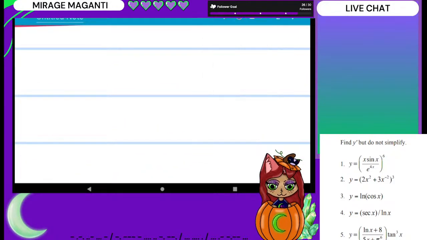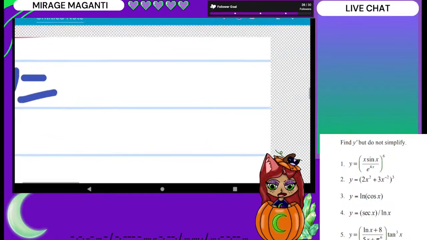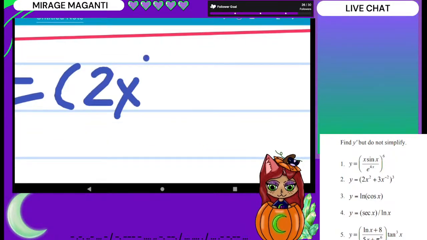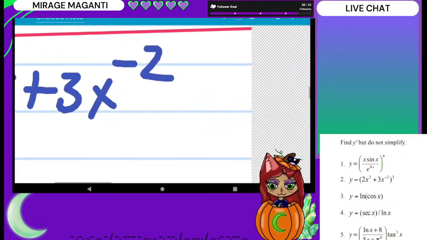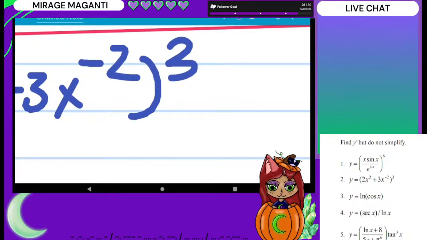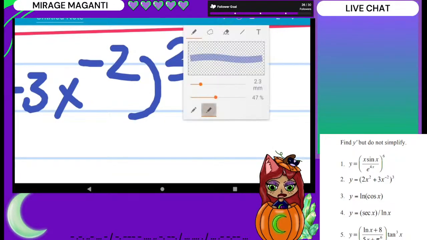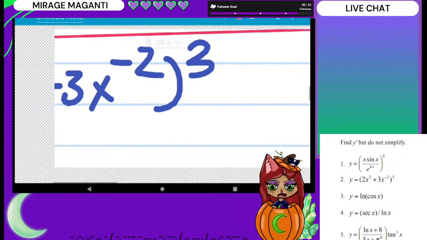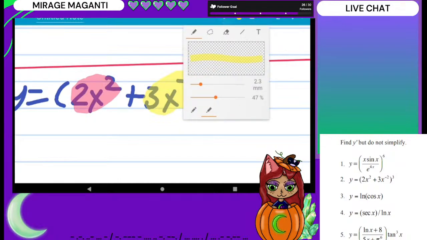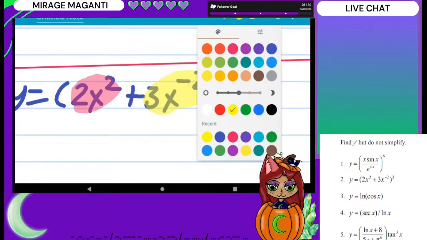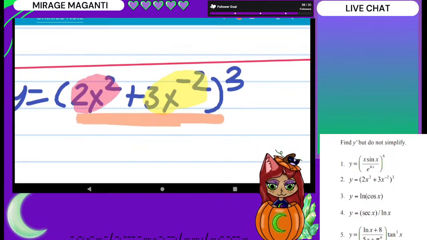So we have y is equal to 2x to the power of 2 plus 3x to the power of negative 2, the whole thing to the power of 3. So again, we're going to take our highlighter and highlight our functions. So we have a function here. We have a function here. And then this whole thing is a function of to the power of 3.